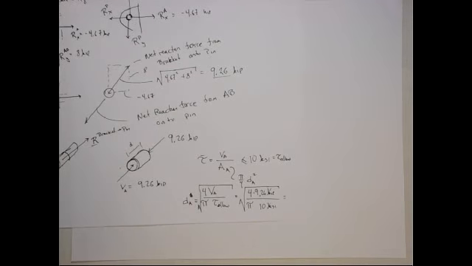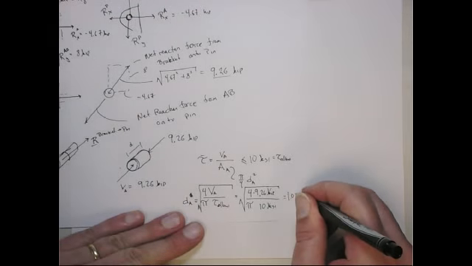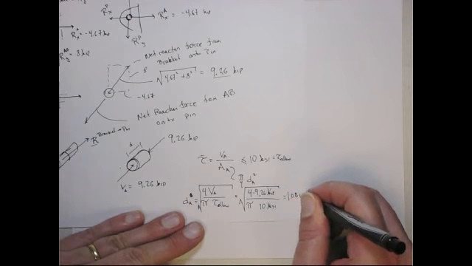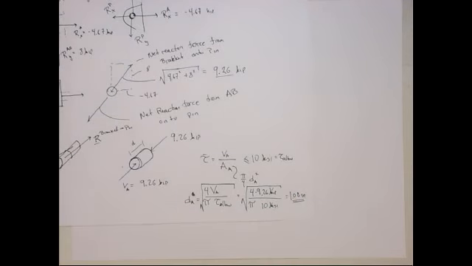doing math, 4 times 9.26 is 37. Let's divide that by pi. And let's divide that then by 10. Then we take the square root of 1.17. And that gives me 1.08 inches. Okay, so the diameter of the pin there has to be 1 inch.